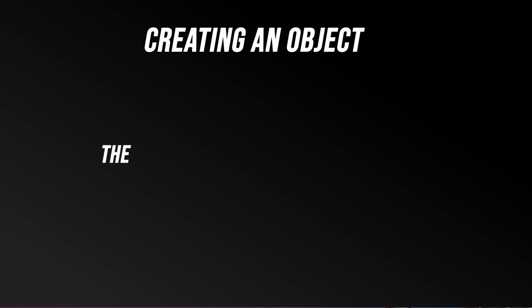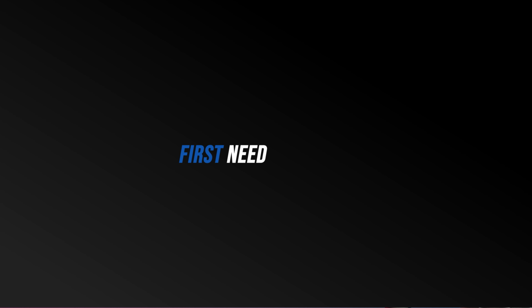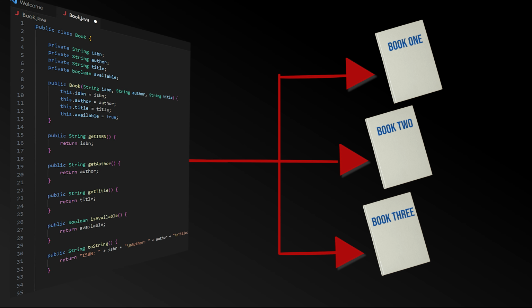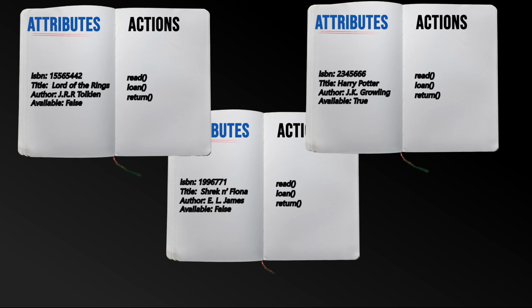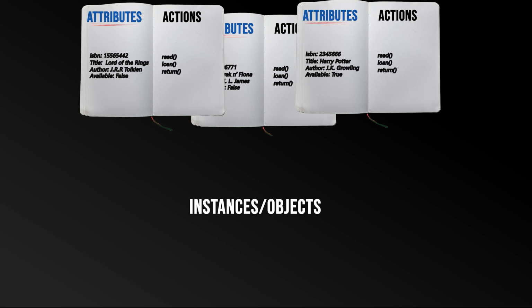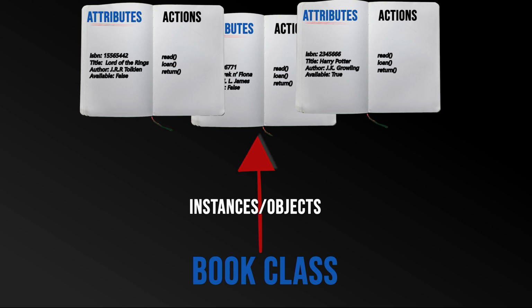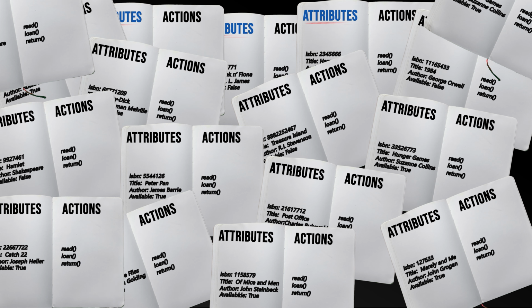To create an object, the computer first needs to know how, so we first need the class. We can create multiple book objects from this one book class, each with its own unique attribute values. Book 1, Book 2, and Book 3 are instances or objects of the book class. We can create as many books as we want, even enough to fill up an entire library.